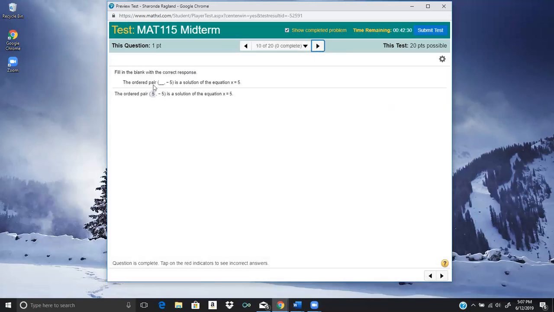The ordered pair, this should be the easiest question. The ordered pair blank, negative 5 is a solution of the equation x equals 5. So if it says x equals 5, there's no y, it means x equals 5. So the x coordinate will always be 5. So this is a vertical line. When you have x equal to a constant, that creates a vertical line. More equations to solve.